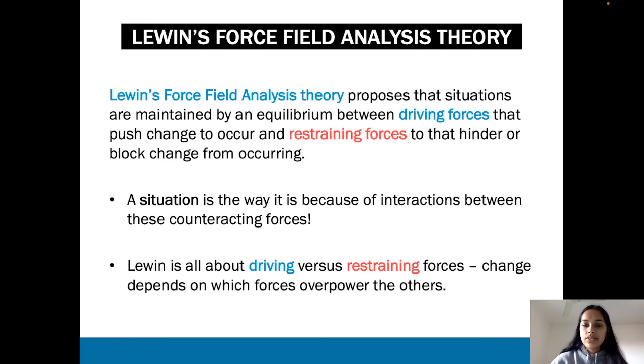And so this theory proposes that situations are maintained by an equilibrium between driving forces that push change to occur and restraining forces that really act to hinder or block change from occurring. So essentially a situation is the way it is because of the interaction of these two forces. And it's all about these driving forces versus these restraining forces. Depending on which one is stronger, that's going to determine if change is going to happen within the business.